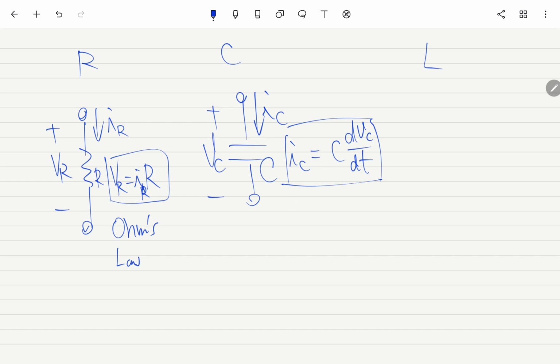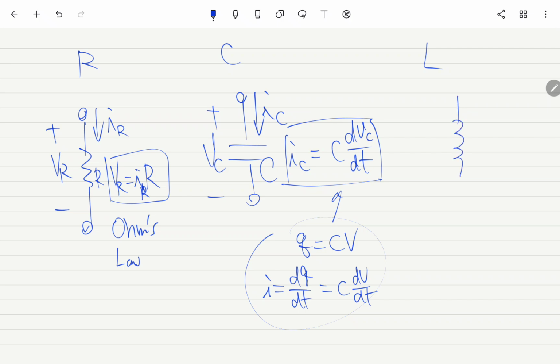So where does this come from? It comes from Q equals CV. Then you take the derivative on both sides, so dQ dt on one side. On the other side, C is a constant, so we have C dV dt, and dQ dt is I. So that's why we have an equation like this.